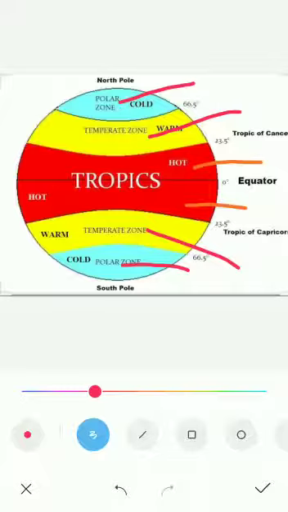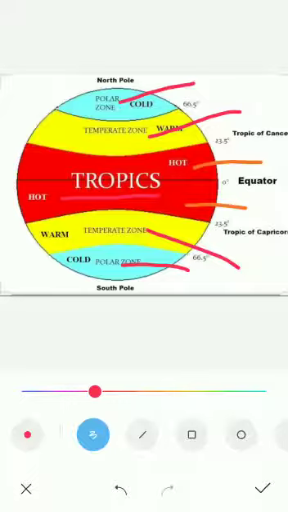Now the sun rays remain more or less vertical throughout the year in this zone. So in this torrid zone, there are vertical rays of the sun, direct rays of the sun. Because of the direct rays, this region receives the maximum insolation and is the hottest part of the Earth. So the torrid zone is the hottest part of the Earth because it receives the direct rays.